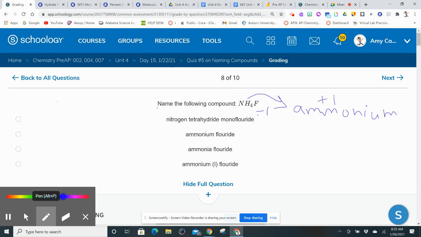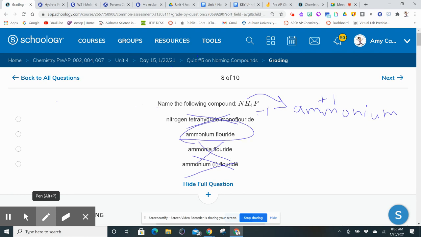Okay. So that's why, again, we don't have the Roman numeral, because there's no transition metal. We don't have the monofluoride thing, because it actually follows the rules of ionic compounds, because there's 2 charges involved. Ammonia is not NH4, that's NH3. So it has to be this one.